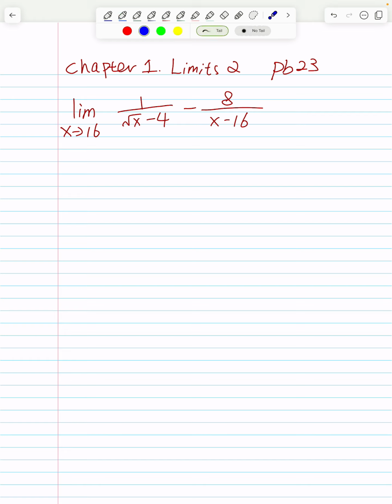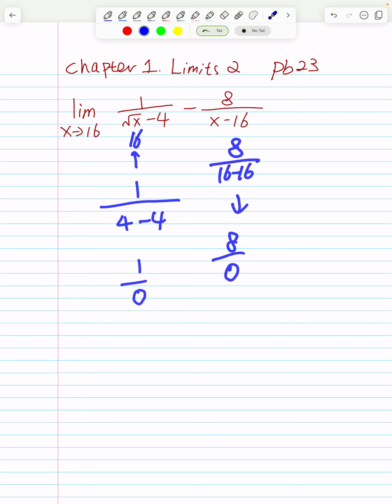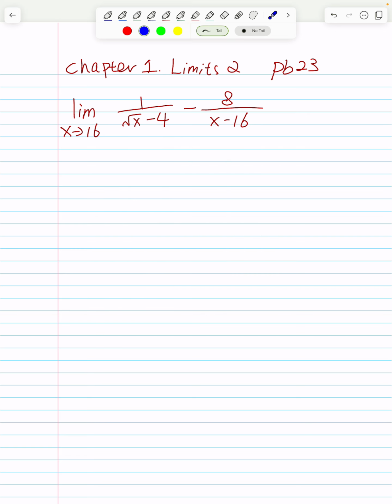The intuitive idea is to try substitution. So I try to substitute 16 here. I end up with 1 over 4 minus 4, which is 1 divided by 0. The second half is 8 divided by 16 minus 16, which is 8 divided by 0. So that's not really very intuitive, and we don't really know what answer we should be getting.